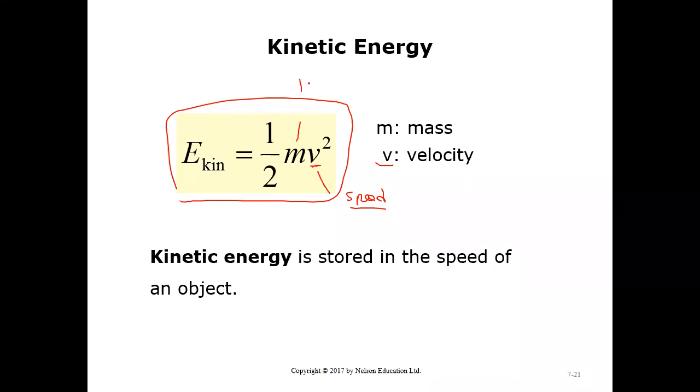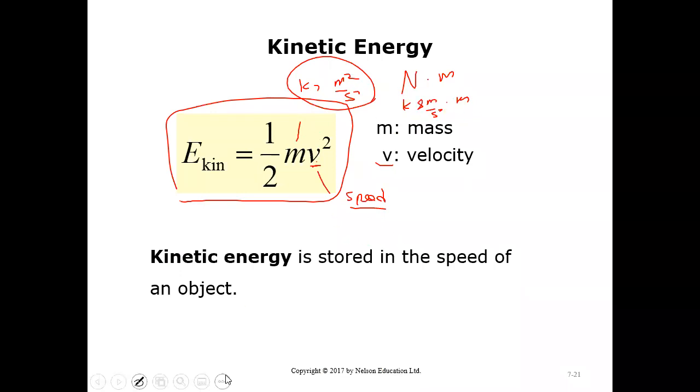See, m is kilogram and speed will be squared, so meters squared. It is the same as Newton meter, which is the unit for work done. Because Newton is kilogram meter per second squared, times meter, so you will get kilogram meter squared per second squared. That is joule. So the kinetic energy has the unit joule.